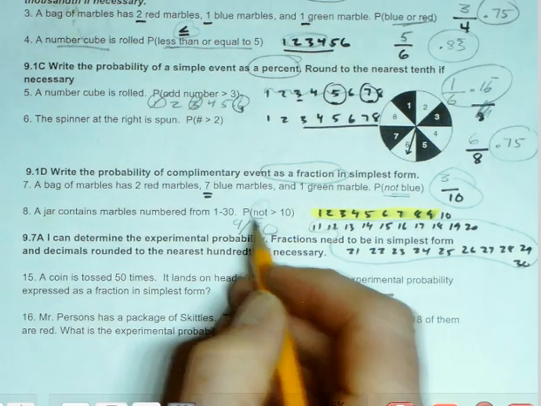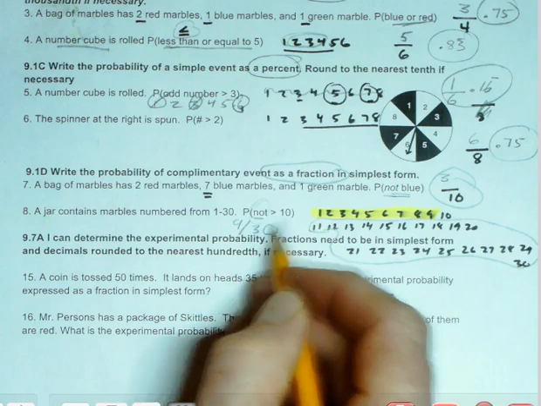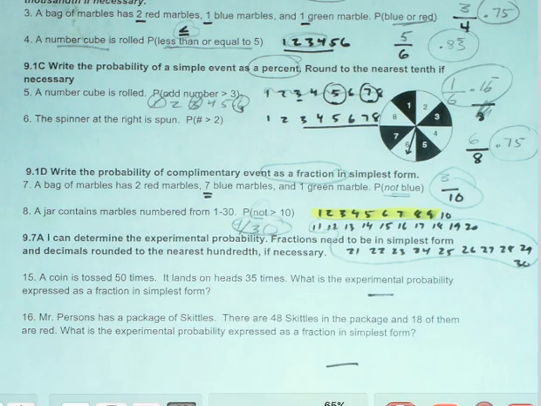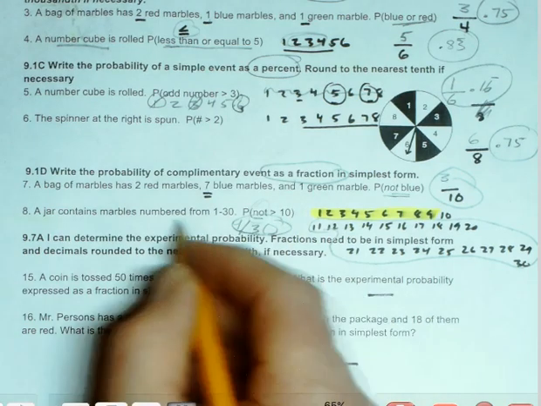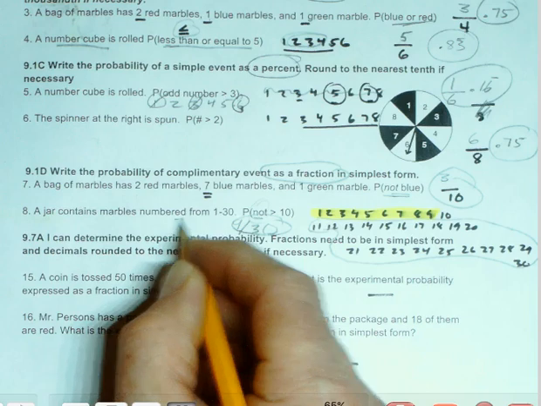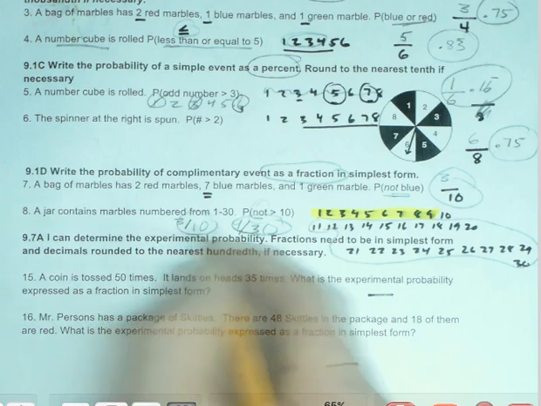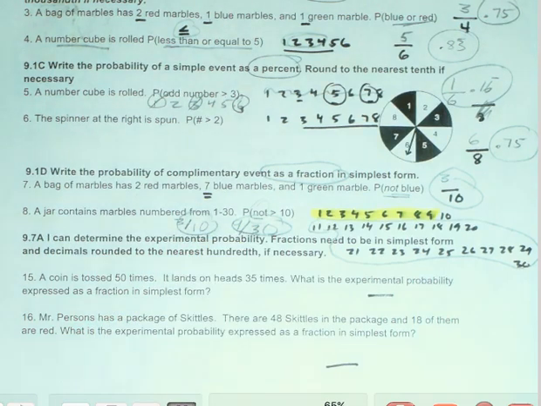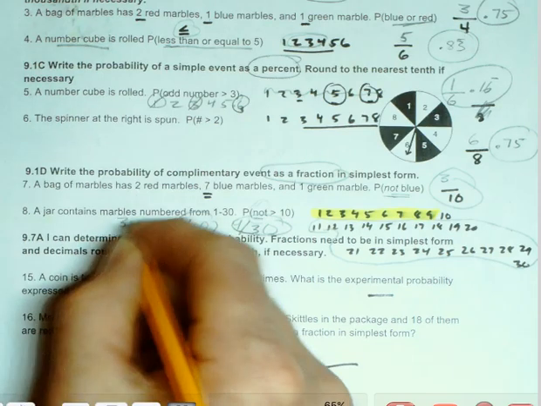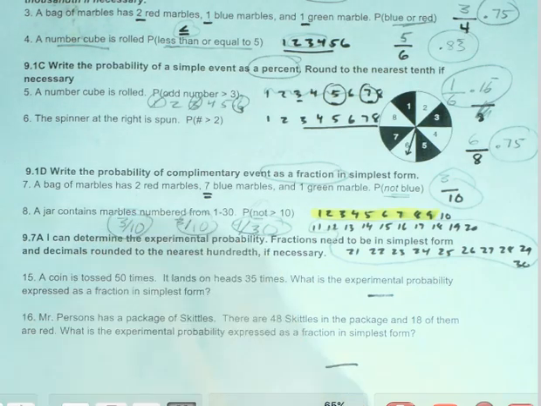Double check this. Probability of it not being greater than 10, 9/30ths. Okay, and that is a fraction. It is not in simplest form. We could divide both of those by 3. We can end up with 3/10. Once again, we have 3/10. All right, I'm going to write that a little more clear. Circle it a little bit better. There we go.